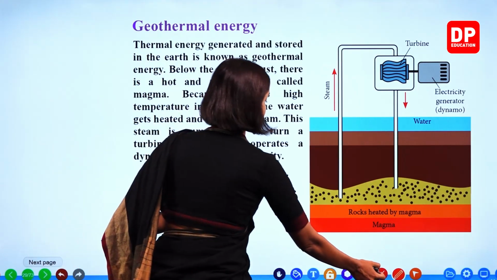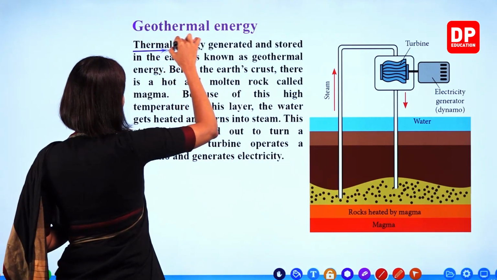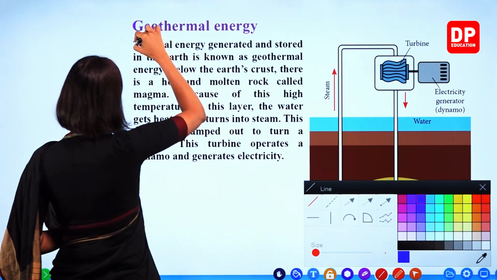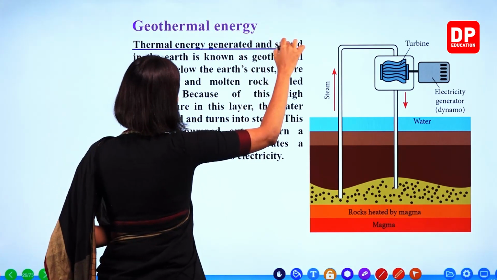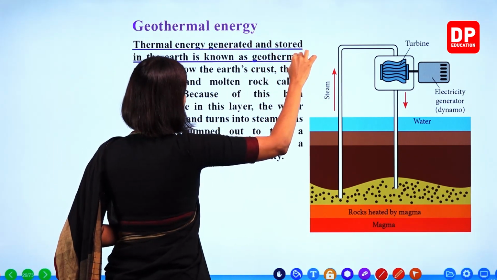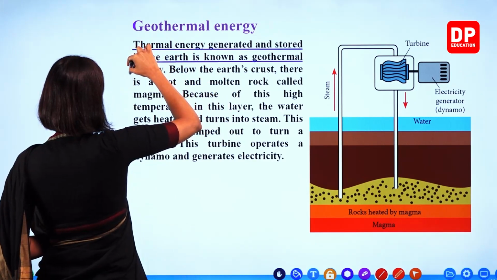Right, children, we'll underline this. Thermal energy. Right? Thermal energy generated and stored in the earth is known as geothermal energy.